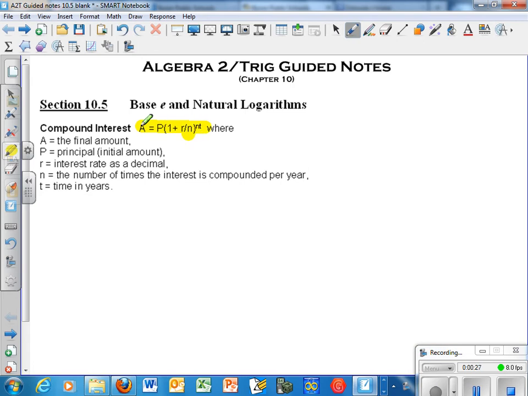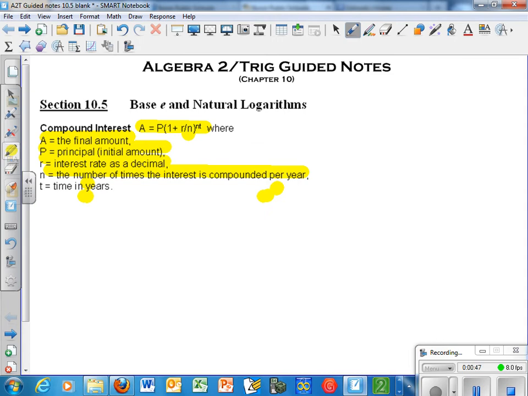A, which is the final amount, equals P, which is the initial amount you put in, times 1 plus R over N, where R is the interest rate as a decimal. N is the number of times the interest is compounded per year. The 1 plus R over N is in parentheses, and it's to the NT power. T is the time in years, so N, the number of times it's compounded, times T, how many years. Okay, so that's what things stand for in that formula.